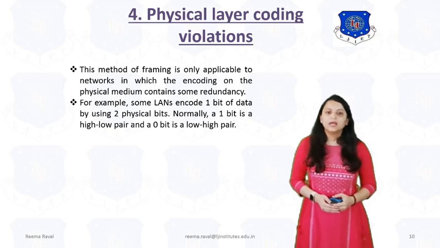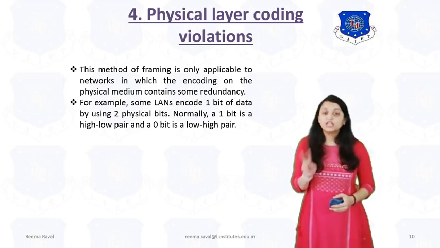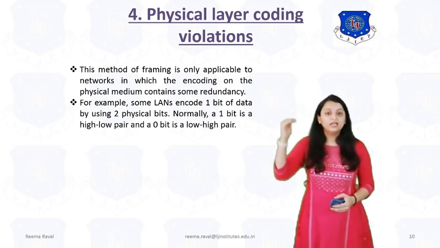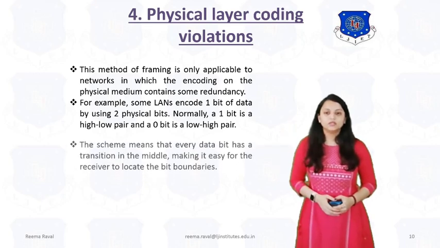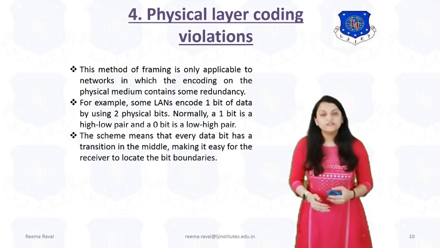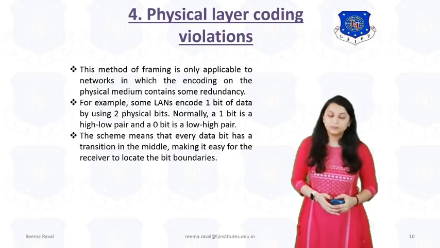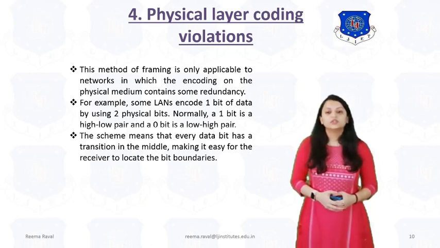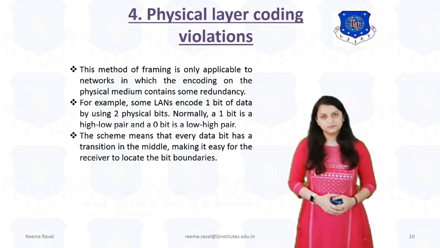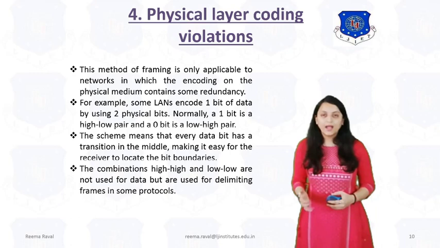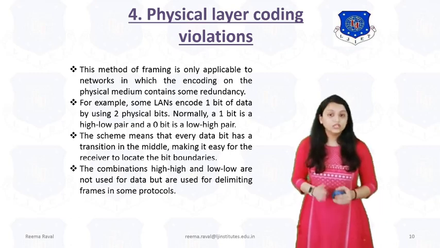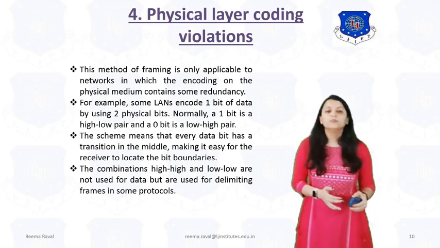some networks encode one bit of data by using two physical bits. Normally, a 1 bit is a high-low pair and a 0 is a low-high pair. So the scheme means that every data bit has a transition in the middle, making it easy for the receiver to locate the bit boundaries. The combinations high-high and low-low are not used for data, but they are used for delimiting frames in some protocols.